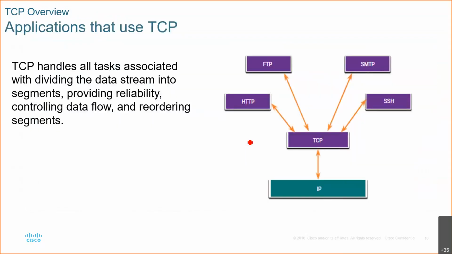TCP handles all the tasks associated with taking your data and dividing it into segments and then sending those segments in proper order. It may be garbled at the receiving end.